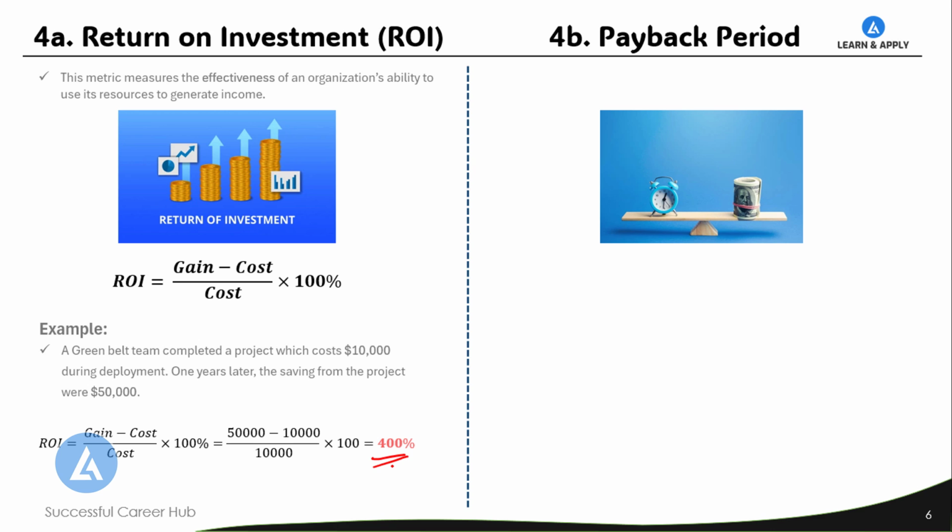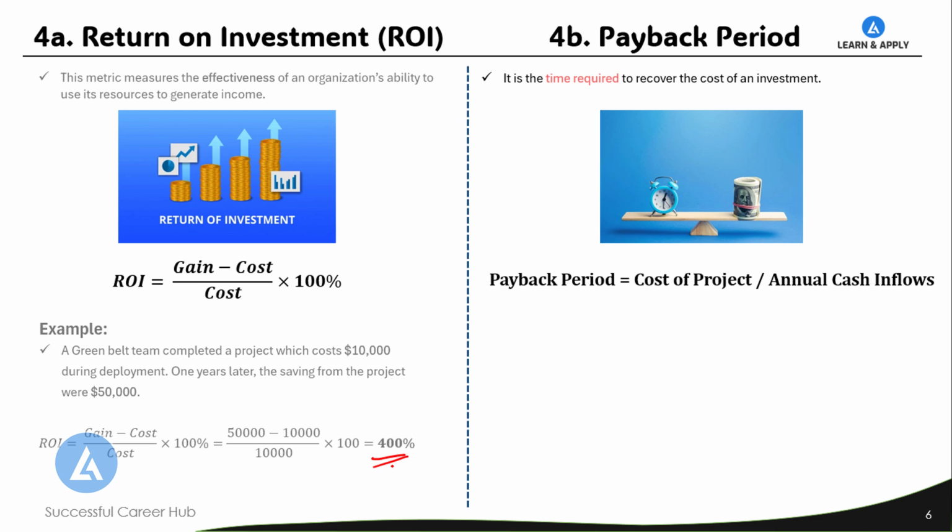The next decision-making tool is payback period. It is a time required to recover the cost of investment. Payback period is the ratio of cost of the projects divided by annual cash flow inflows because of that project.